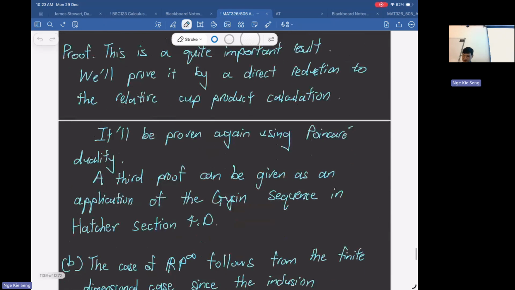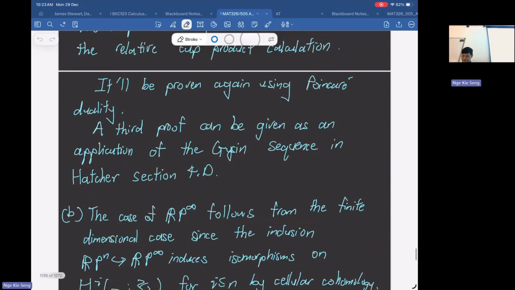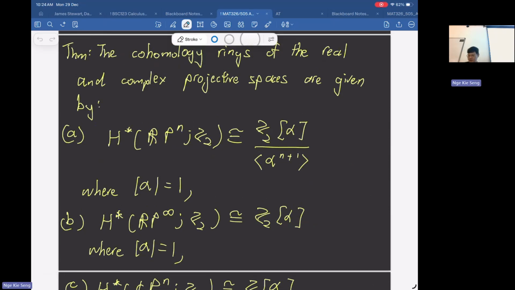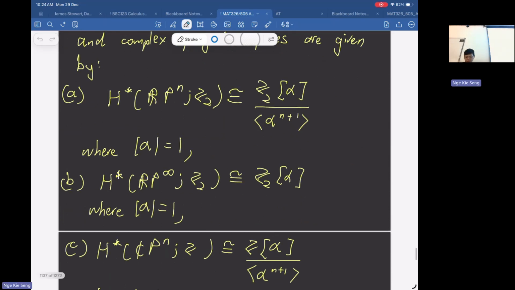Okay, then I just go through some famous rings. We won't prove it, but I put some proof here. So this is what we have mentioned just now. RP^n with Z2 coefficients is Z2 adjoin alpha, modulo alpha to the n plus 1. So from here you should think about the usual polynomial ring you learned in algebra, and see what spaces you can attach to them and that they are homotopy.